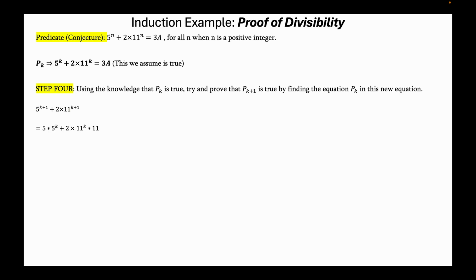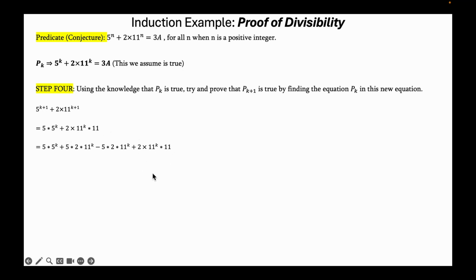So I can expand it, as we mentioned, using exponent laws, and I'm going to do something a bit funky here. I've got 5 × 5^k from up here, and then I'm going to add 5 × 2 × 11^k and subtract 5 × 2 × 11^k. So I haven't done anything else. That's like adding 0. I've added it and subtracted it. Nothing's changed. And then I've got the rest of the equation at the end here.